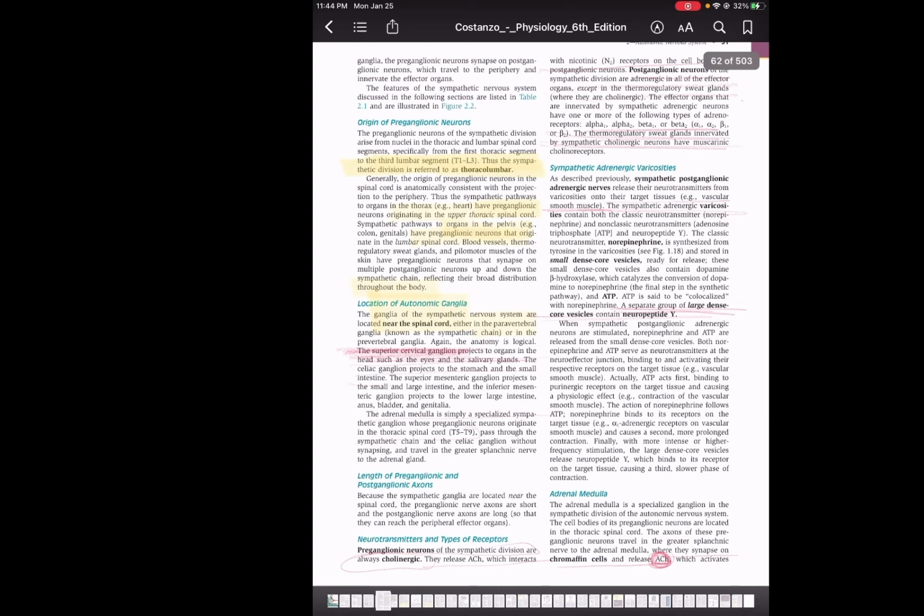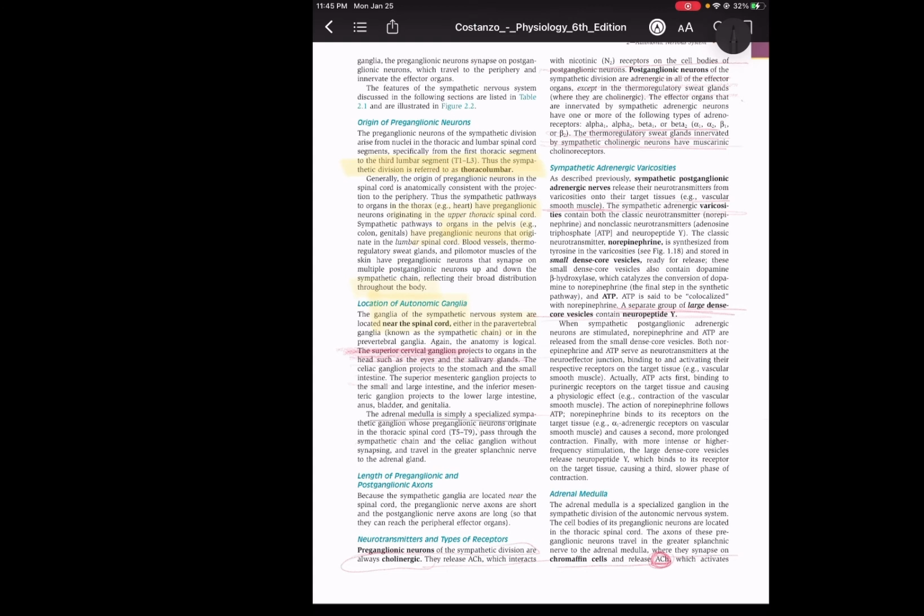The ganglia of the sympathetic nervous system are located near the spinal cord, either in the paravertebral ganglia or in the prevertebral ganglia, which I have already discussed. The superior cervical ganglion projects to organs in the head, such as the eye and the salivary glands. Then here they have shown the adrenal medulla, whose preganglionic neurons originate in the thoracic spinal cord, T5 to T9. They pass through the sympathetic chain. It's nothing to memorize, but at least you should know this.